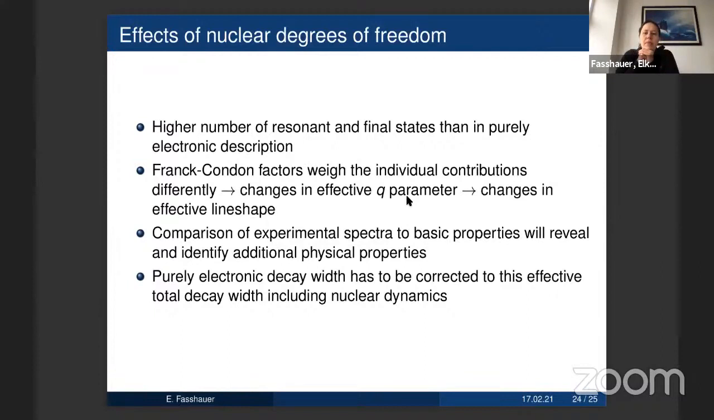Because we have been very clear in what approximations we included, that means that basic properties that are seen in experiment can be analyzed and be attributed to exactly these approximations and thereby the physical effects that cause them. And what we see is that I've proposed a new way to correct the purely electronic decay width to include the nuclear effect of the wave function.